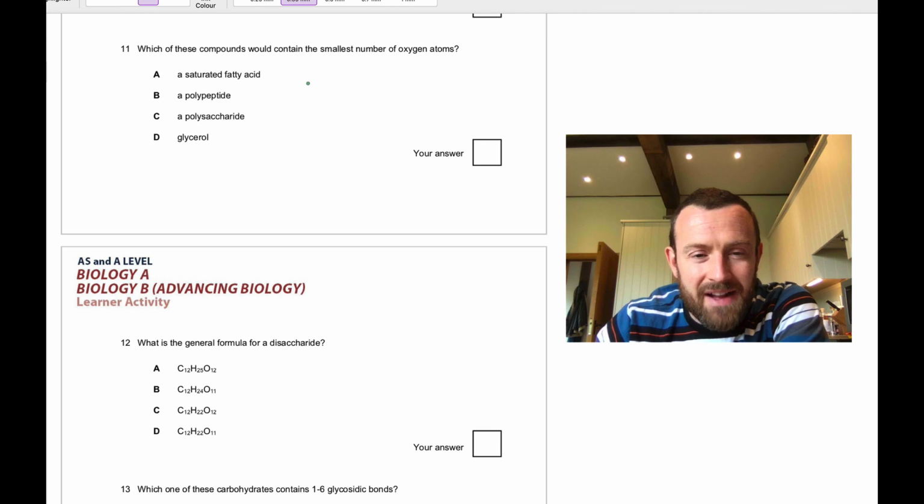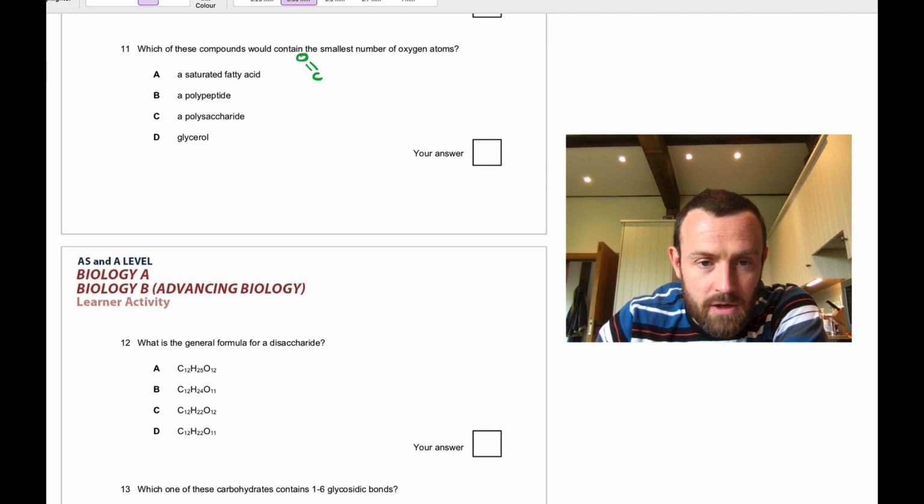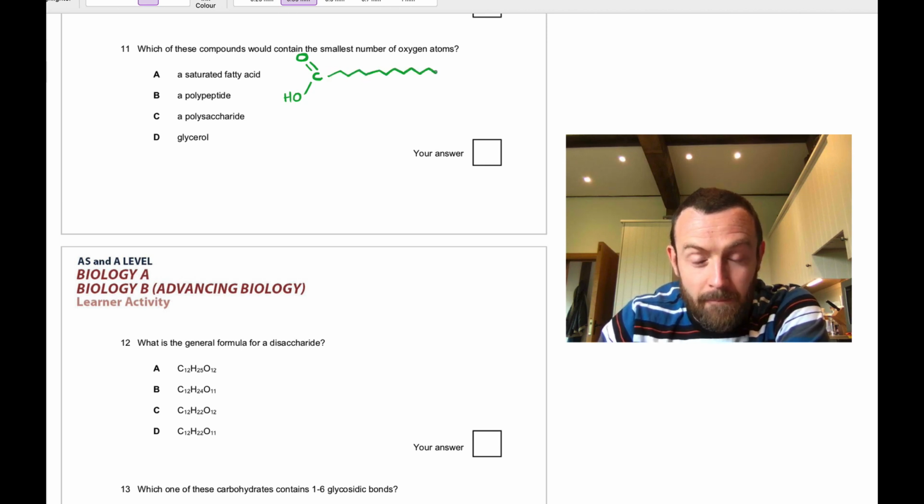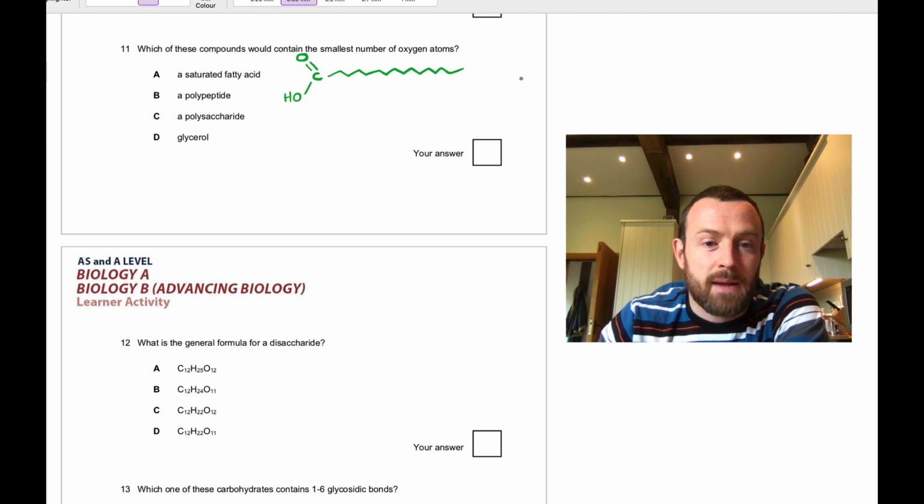So a saturated fatty acid. Now, if you think about the end of a fatty acid, it has that carboxylic acid group. So it has it like this. There's an O there, C there, and there's an OH. And then if it's saturated, it's just wiggle, wiggle, wiggle, like that, with this being a carbon and hydrogen backbone. Polypeptide, that's a protein. It's going to have loads of oxygen atoms. So it's definitely not this one.